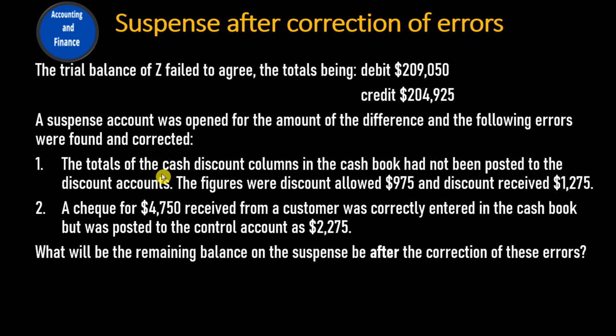1. The totals of the cash discount columns in the cash book had not been posted to the discount accounts. The figures were discount allowed $975 and discount received $1,275. 2. A check for $4,750 received from a customer was correctly entered in the cash book but was posted to the control account as $2,275. What will the remaining balance on the suspense be after the correction of those errors?